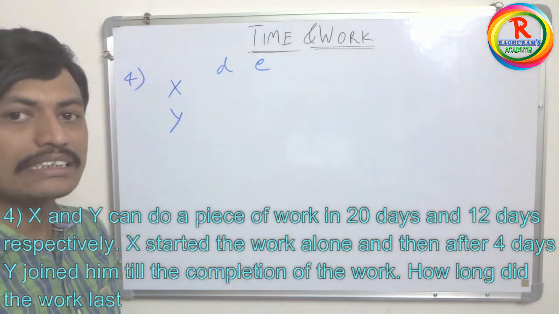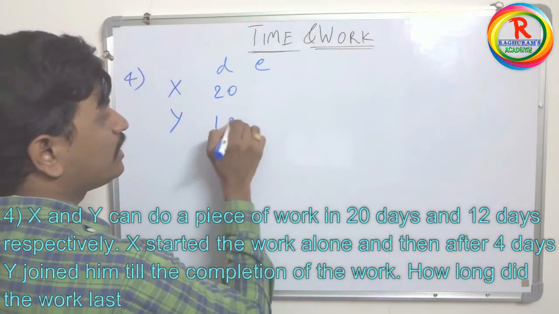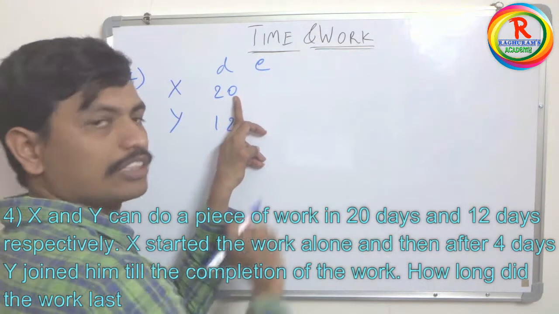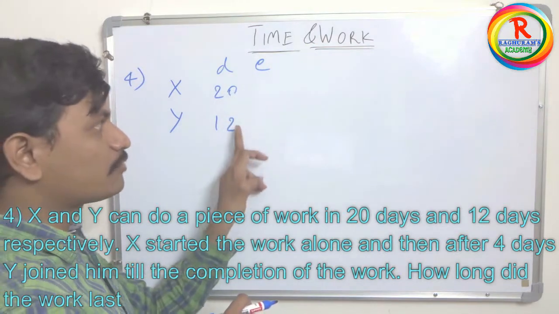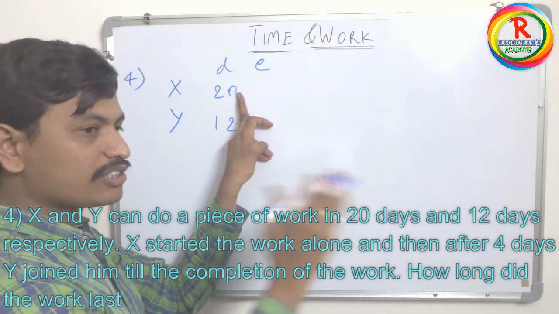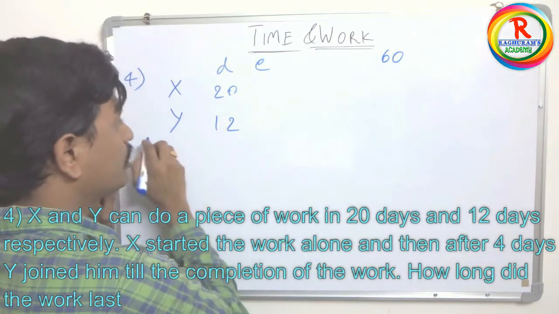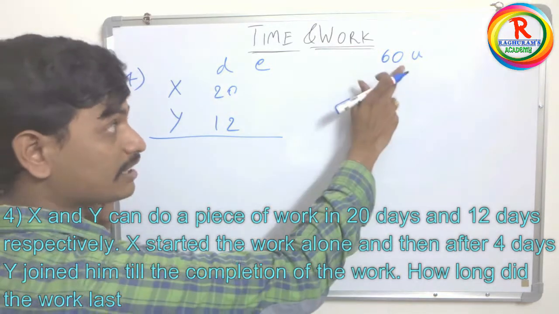What is given? X and Y can do a piece of work in 20 days and 12 days. What is the LCM? Shortcut or a normal method, you can do it. 20 is not divisible by 12. 40 is not divisible by 12. 40 plus 20, 60 units. 60 is divisible by 12. So total units is 60. Total work is 60 units.